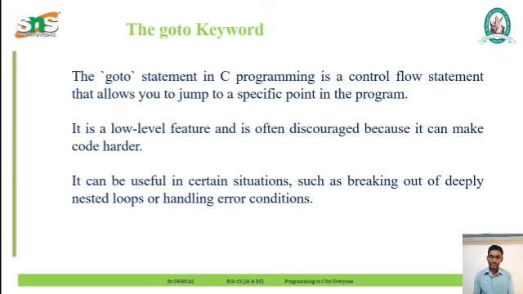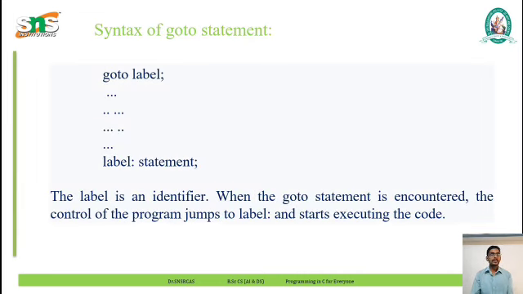Syntax of the goto statement. Here there is a goto label, there is a segment of code, and there is a label, colon, statement. If you use the label, you must refer to the label name in some other place, then only it can link. The label is an identifier. When the goto statement is encountered, the control of the program jumps to the label and starts executing the code from that label.